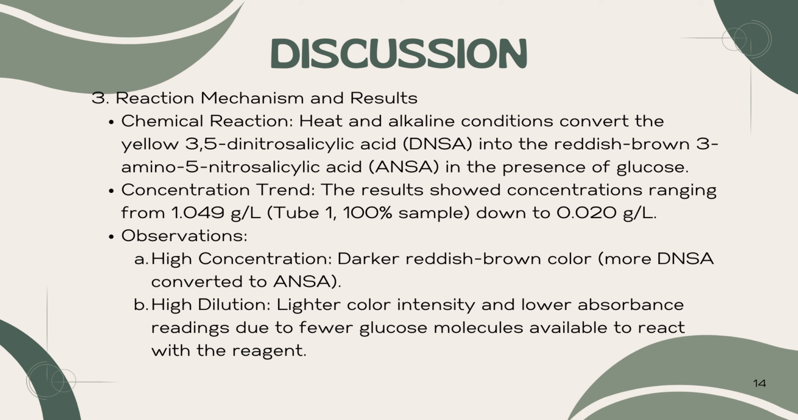3. Reaction mechanism and results. Chemical reaction. Heat and alkaline conditions convert the yellow 3,5-DNS acid into the reddish-brown 3-amino-5-NS acid in the presence of glucose. Concentration trend. The results show concentration ranging from 1.049 grams per liter down to 0.020 grams per liter.